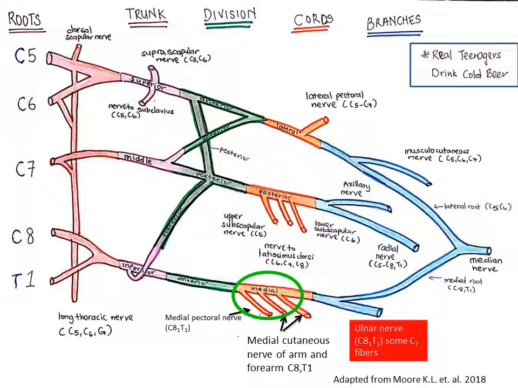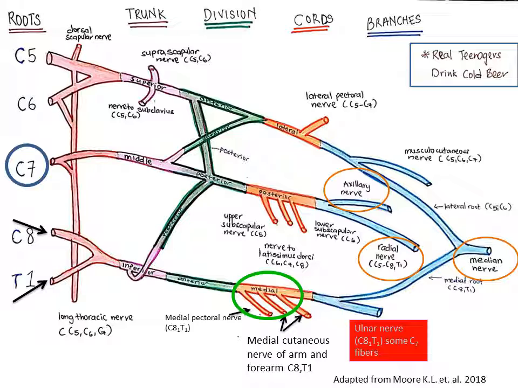Together with the medial pectoral nerve and medial cutaneous nerve of the arm and forearm, as you can see pointed by the arrows. Hence, the ulnar nerve takes C8 and T1 fibers and sometimes even C7 fibers. Three other very important nerves of the upper limb are the median nerve, the axillary nerve and the radial nerve.